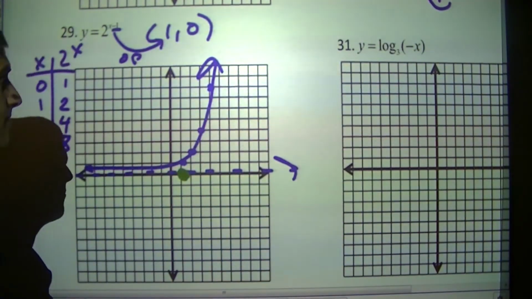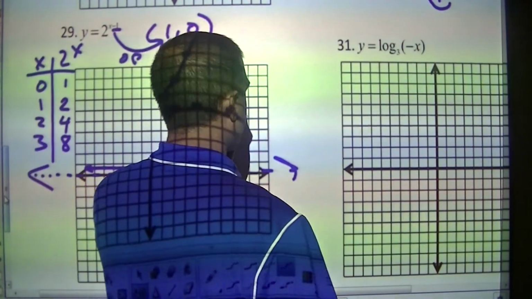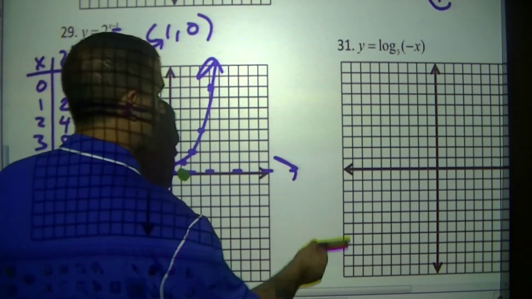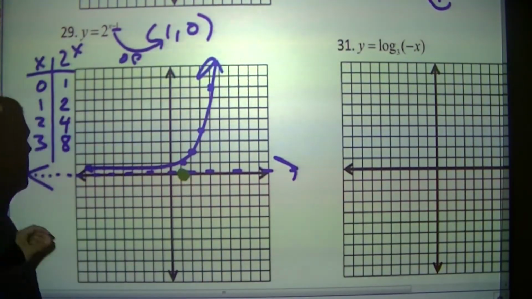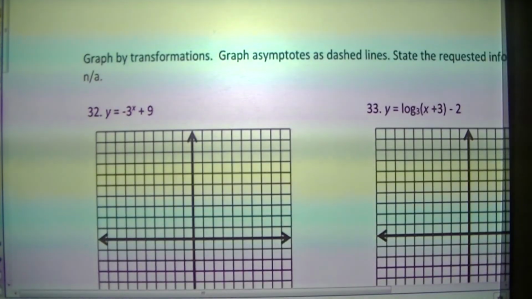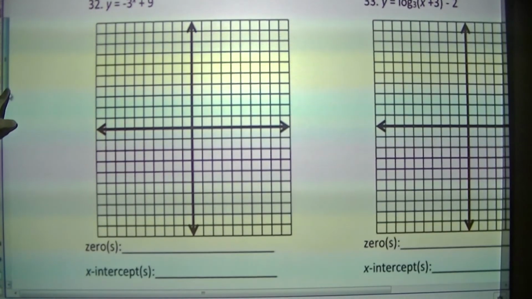All right, so what we have on this one is 3 to the x. I'm going to skip that one for right now. See your teacher for that one. Okay. Graph by transformations.